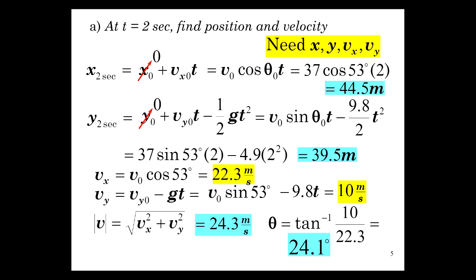Let's now express our answer in AP Physics format, namely unit vector notation. V is 22.3 meters per second i plus 10 meters per second j.